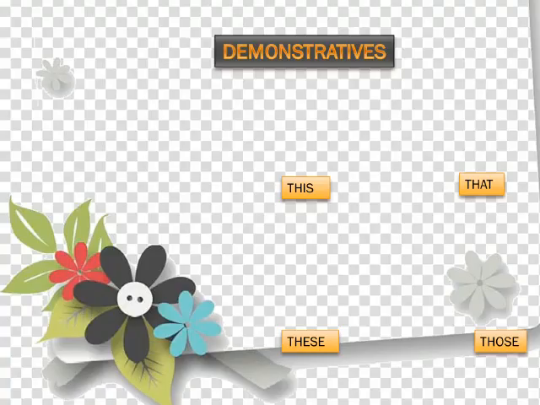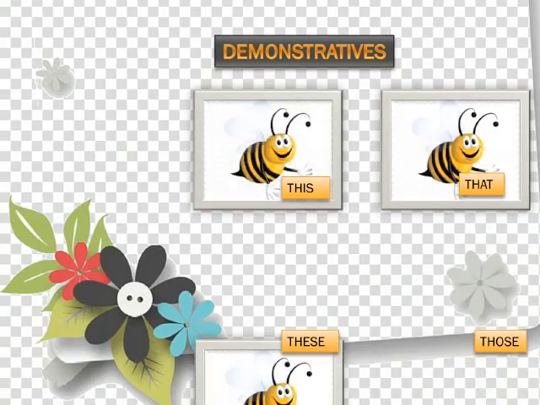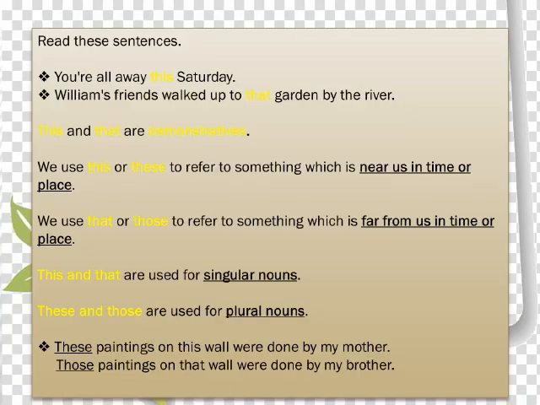Hope you have enjoyed learning about articles. Let us move on to demonstratives. This, that, these, those are called demonstratives. Let us now read these sentences. You are all away this Saturday. William's friends walked up to that garden by the river. This and that are demonstratives.